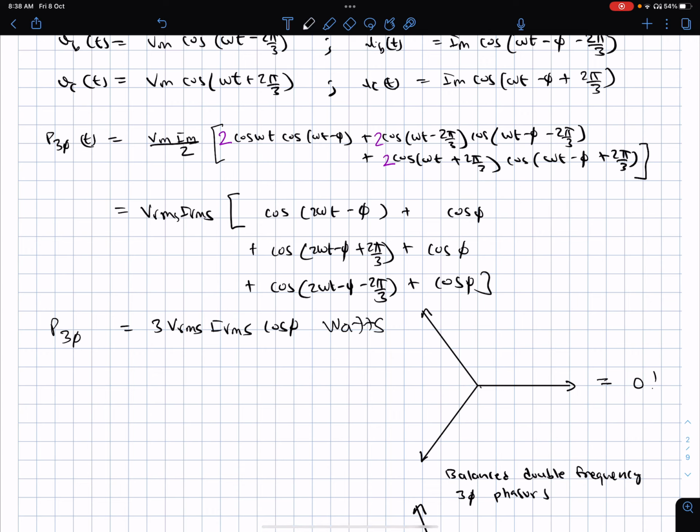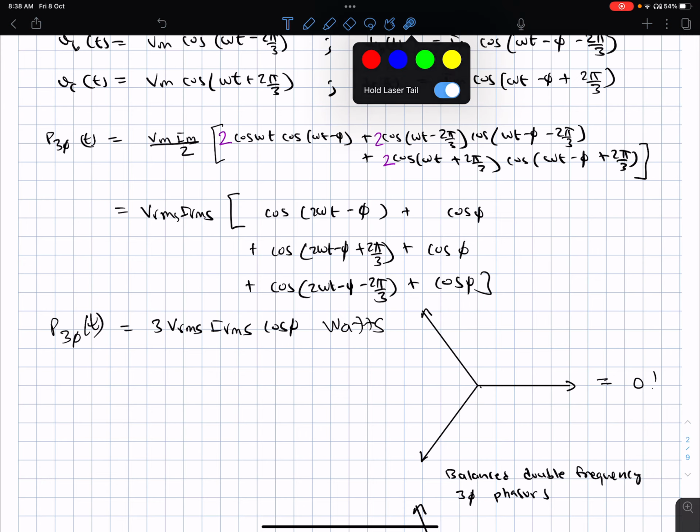So now the instantaneous power has become constant, and that is the beauty of a balanced three-phase system. But please understand that with unbalanced this will not work. If it is unbalanced, then this term will not sum to 0.